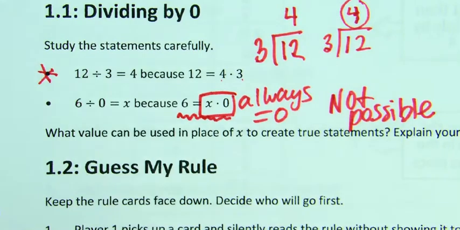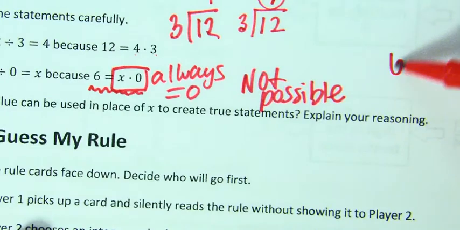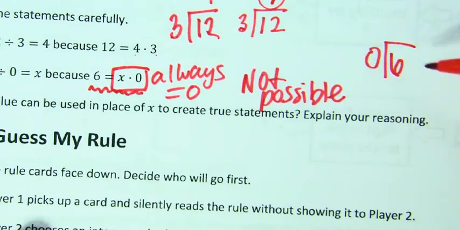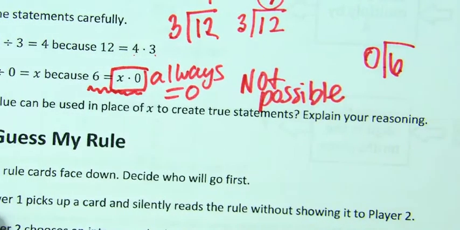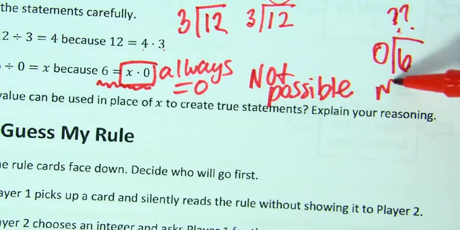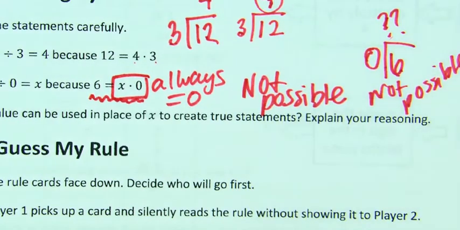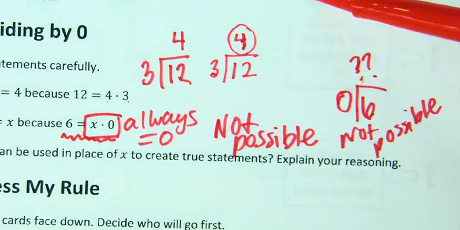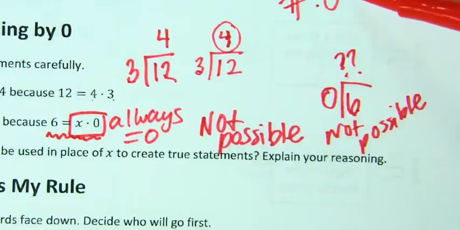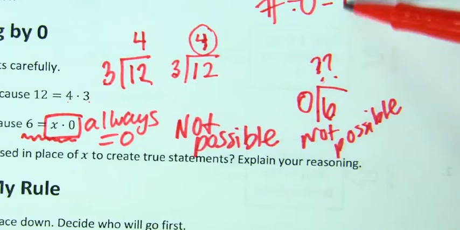Okay, so if I looked at this and said 6 divided by 0, and you don't have to do this, but if I tried to do the math of 6 divided by 0, is there anything times 0 that would ever equal 6? This is not possible, right? So a number divided by 0 is not something that could ever happen. So make a note on your paper that says number divided by 0, not possible.